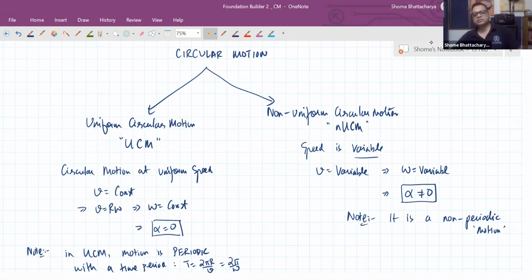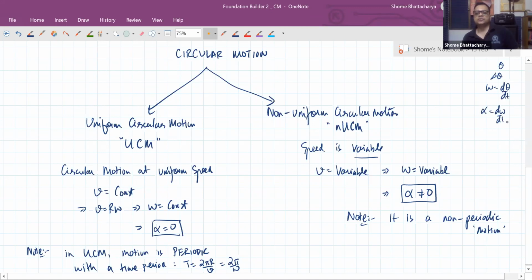Alpha is angular acceleration. Alpha is d omega by dt. Remember the angular parameters? Omega is angular velocity, d theta by dt, and alpha is angular acceleration, d omega by dt. We had angular position, then angular displacement, then angular velocity, and finally angular acceleration. Angular acceleration is expressed in radians per second square, angular velocity in radians per second, and angular displacement and position in radians. So these are the angular parameters.